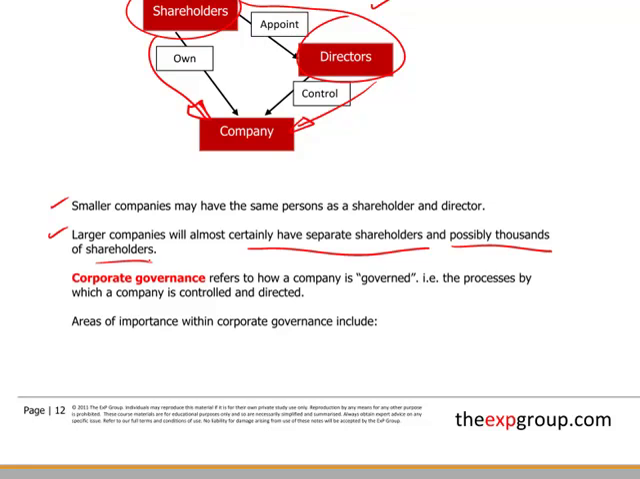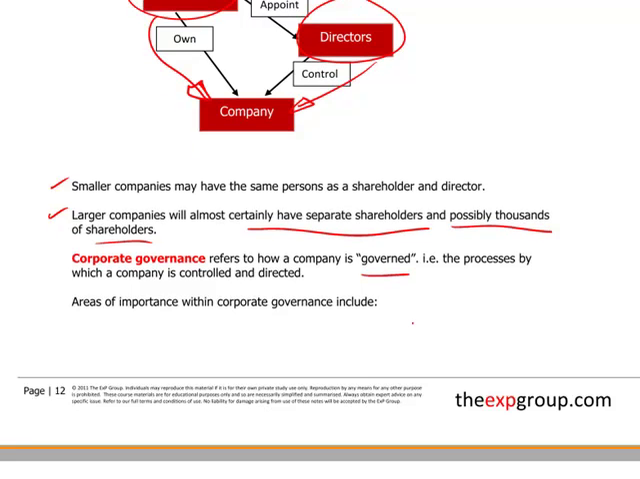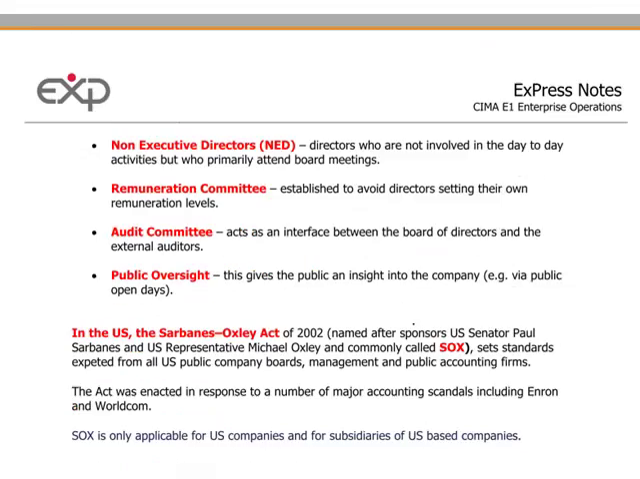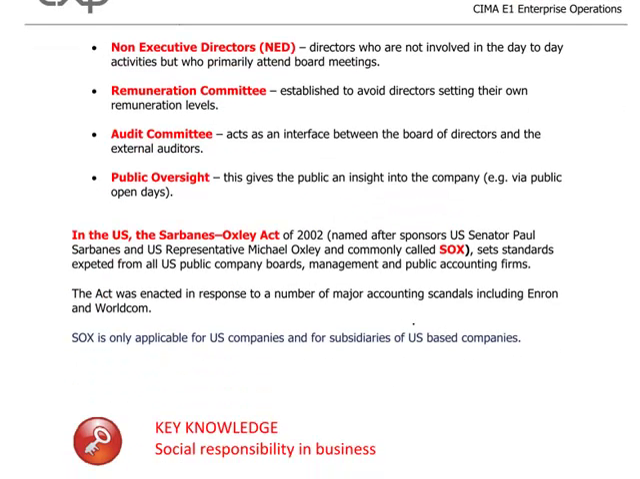How is the company governed? So how can we ensure that this separation of ownership and control does not cause a problem for the shareholders, for the owners? If we look at the top of page 13, this highlights some of the key areas of corporate governance, some of the best practice areas of corporate governance.